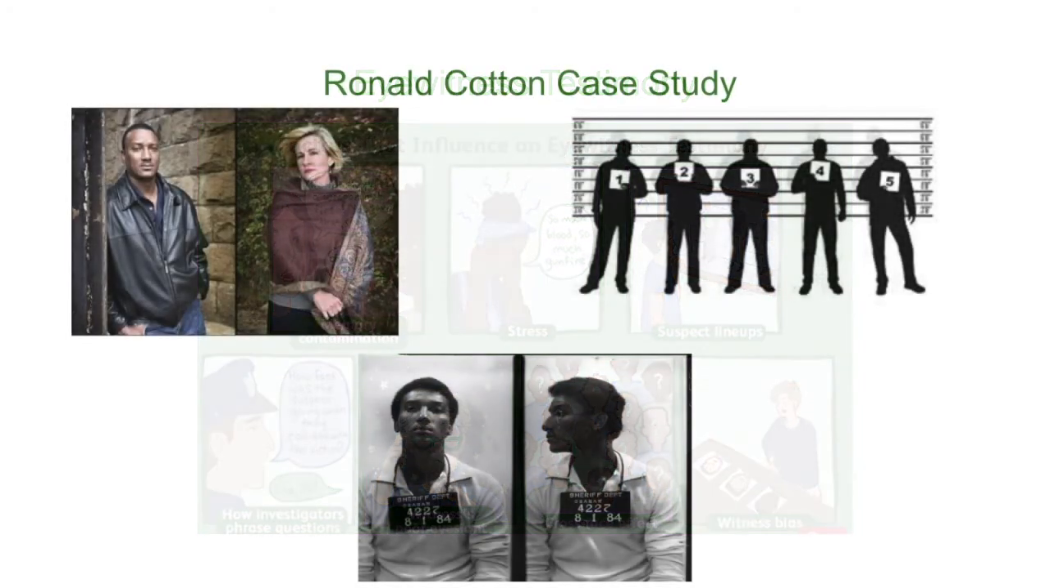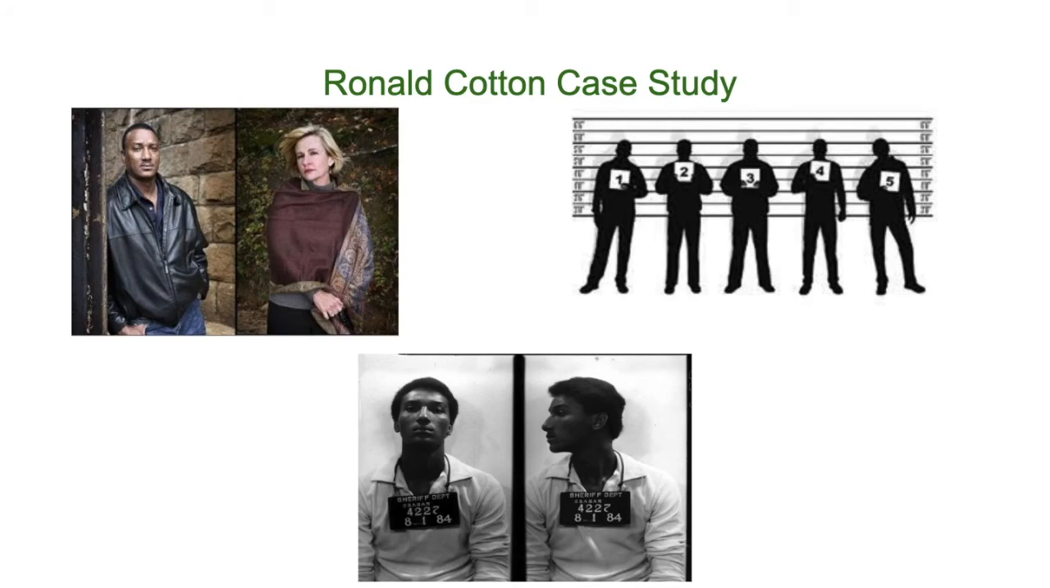Next is regarding the Ronald Cotton case study. It's one of the most famous cases of inaccurate eyewitness testimonies, and it involves the victim, Jennifer Thompson. In 1984, she was raped in her home in North Carolina, and another woman in her neighborhood was raped around the same time. Police believe the same man committed both rapes, and Jennifer helped with the creation of a composite sketch of the rapist. Then police developed a set of suspects and created a lineup.